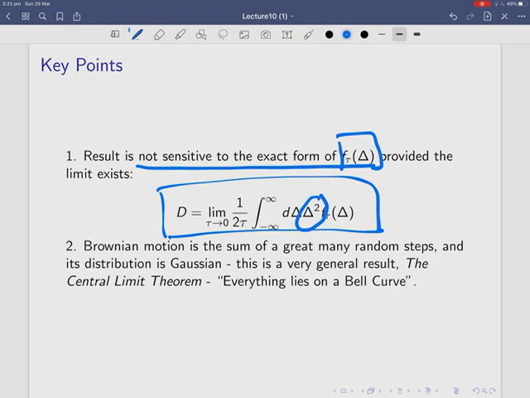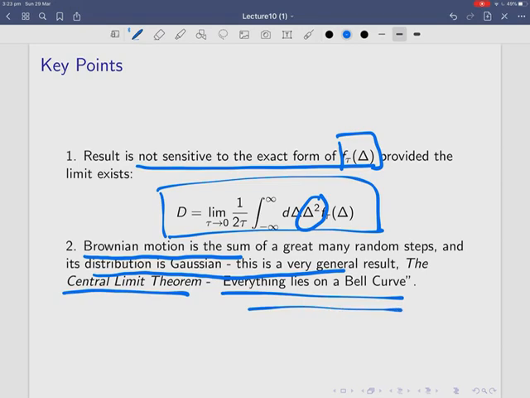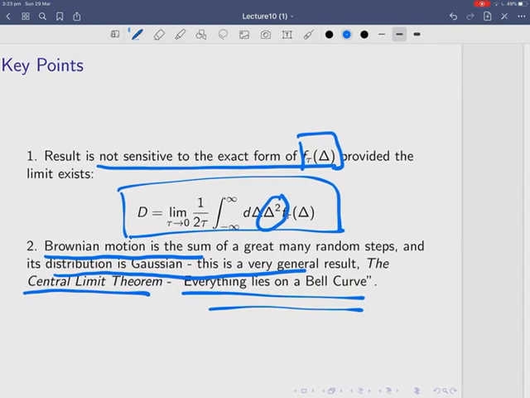And the other thing that's important here, which will be emphasized later on, or maybe earlier on, I'm not sure, is that we've done a great many random steps. Because these random steps are not related to each other, the distribution is Gaussian. Okay, this is a very general result. The central limit theorem. Everything lies on a bell curve. To a first approximation, that's true. Okay, so that's the other thing that's important here.